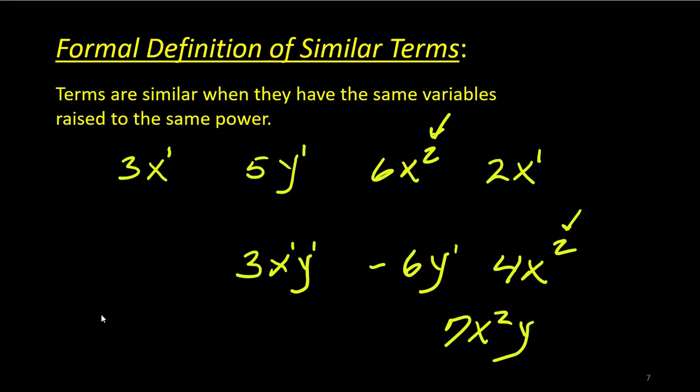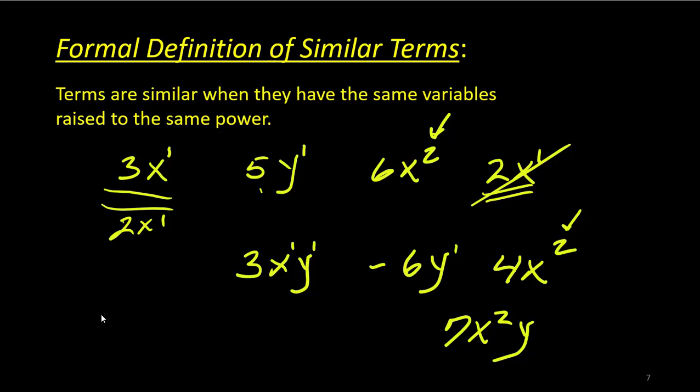So we want to identify, we'll start with 3x, and we're going to move around the screen until we find another x term with the same power. That's not it. 6x squared, even though it has the same variable x, doesn't have the same power. But here's 2x to the first. So I'm just going to put those together. I'm going to mark him out so we don't have to deal with him anymore.